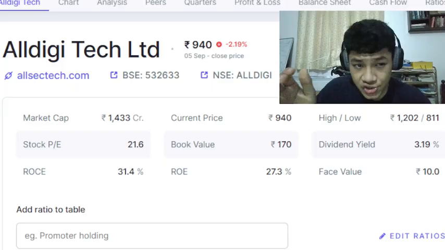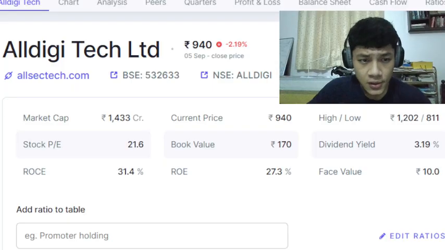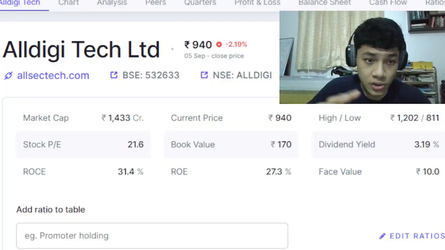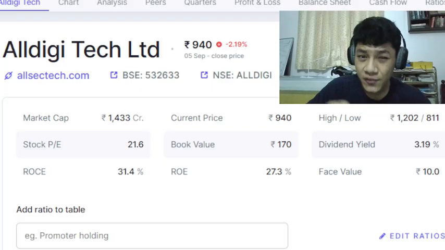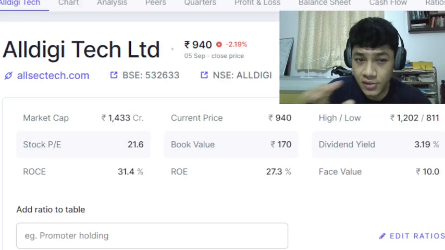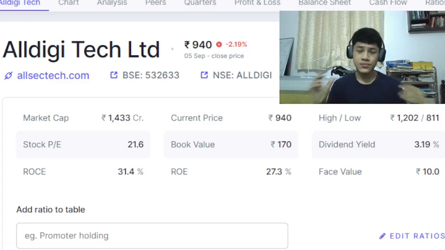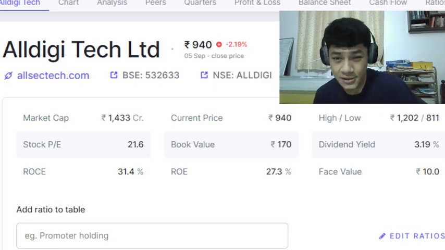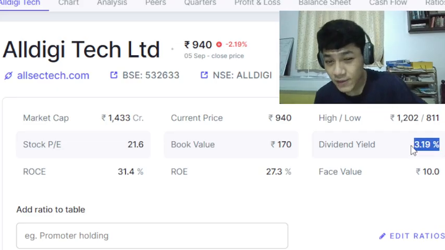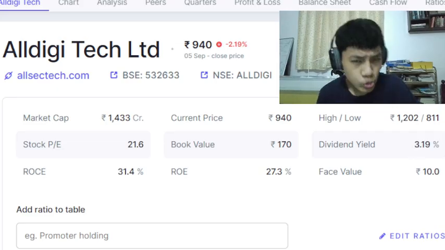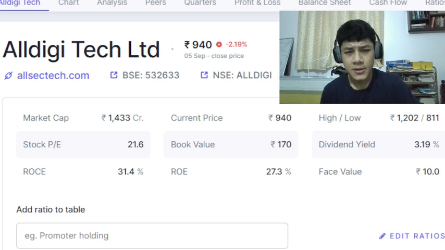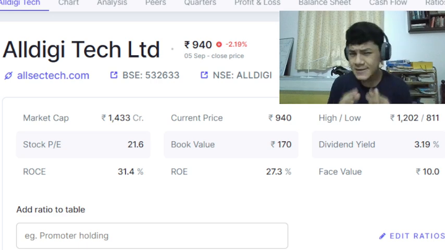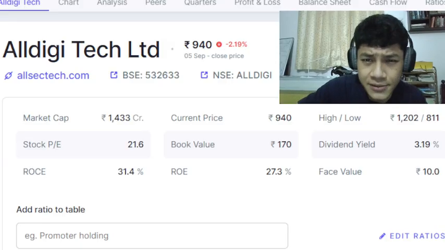The price to earnings ratio is 21.6. ROCE, return on capital employed, is 31.4%. ROE, return on equity, is 27.3%. Very high numbers, both ROE and ROCE. And a dividend yield, this website is showing, is 3.19%. They do pay out a lot of dividends. If this is true, pretty good yield, I would say.